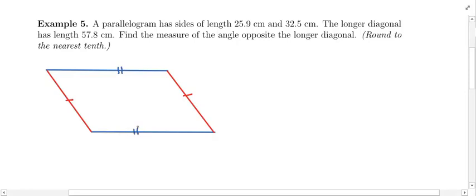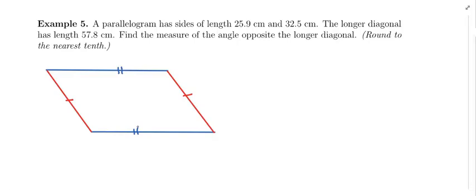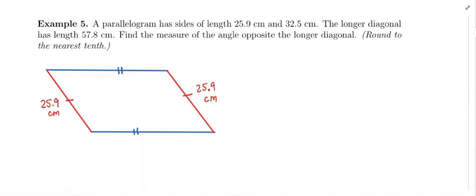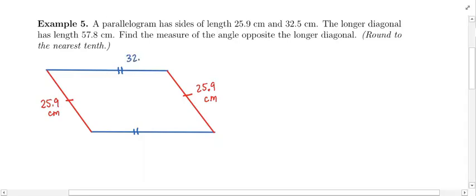Now we are given these lengths. There's a shorter length and a longer length, and just from the way I've drawn this, the red lengths are shorter than the blue sides, so the red sides are going to be 25.9 centimeters. Both red sides have lengths of 25.9 centimeters. The blue lengths, those are the longer sides, and they both measure 32.5 centimeters. So this is what our parallelogram looks like.